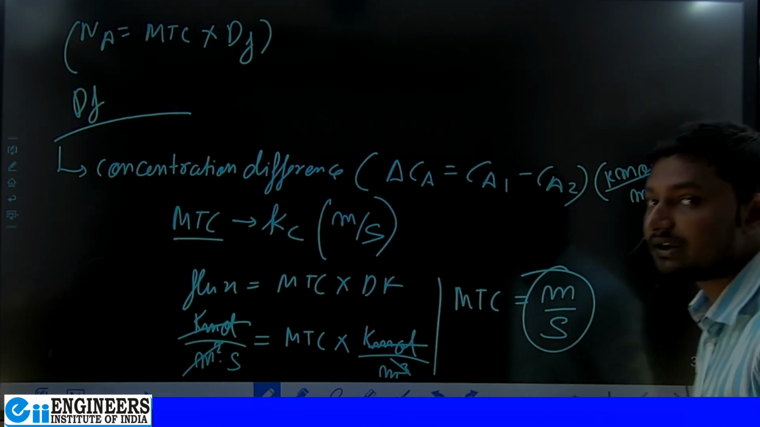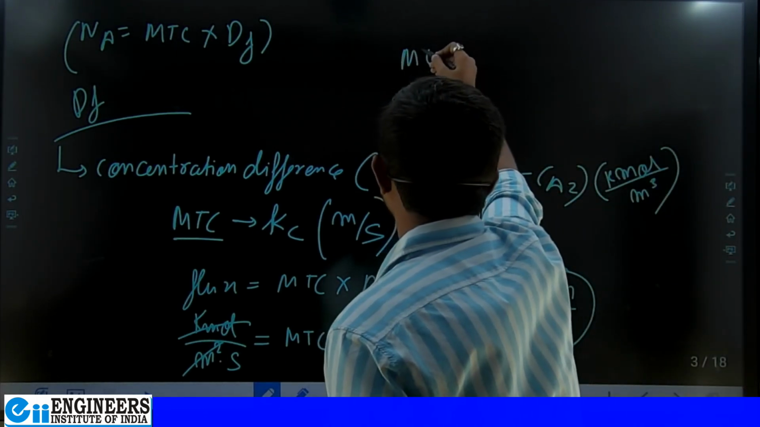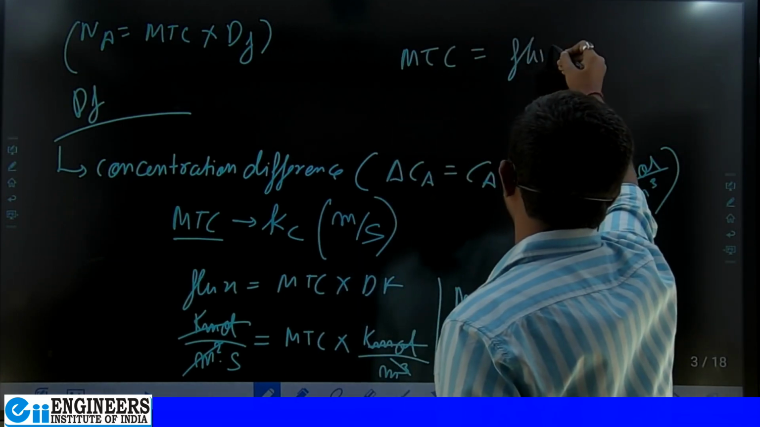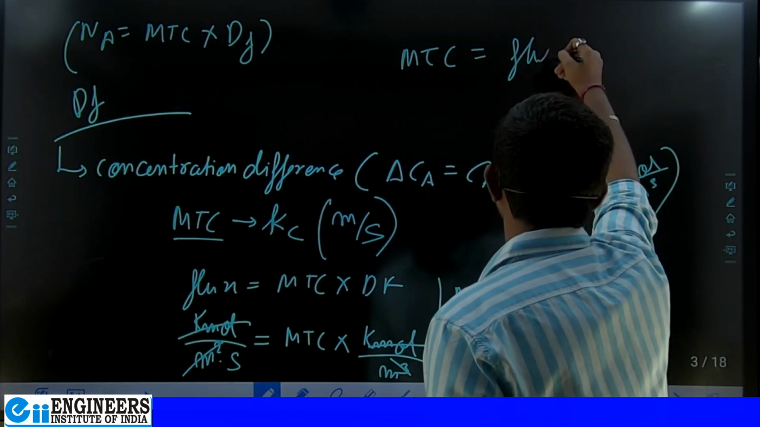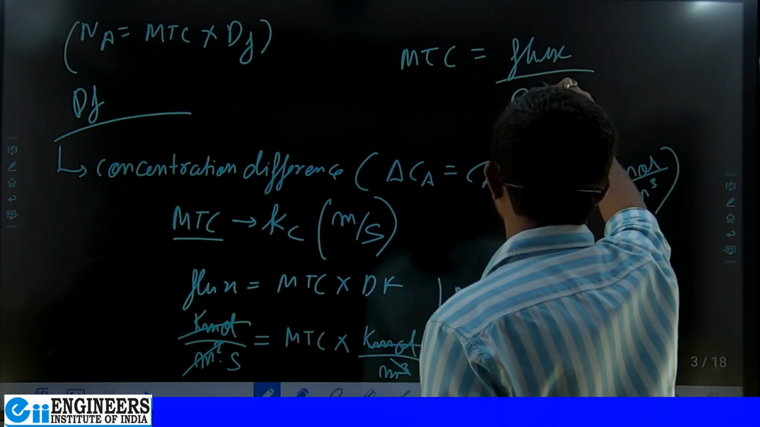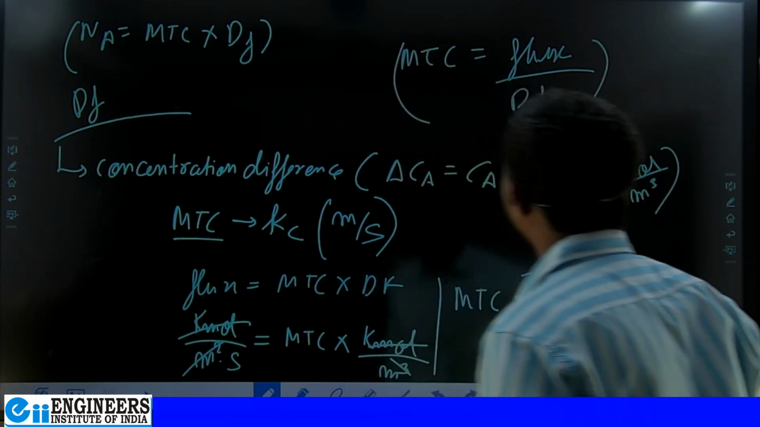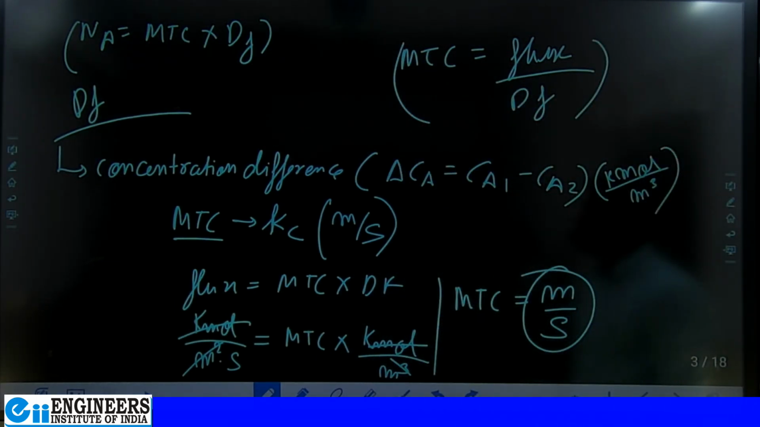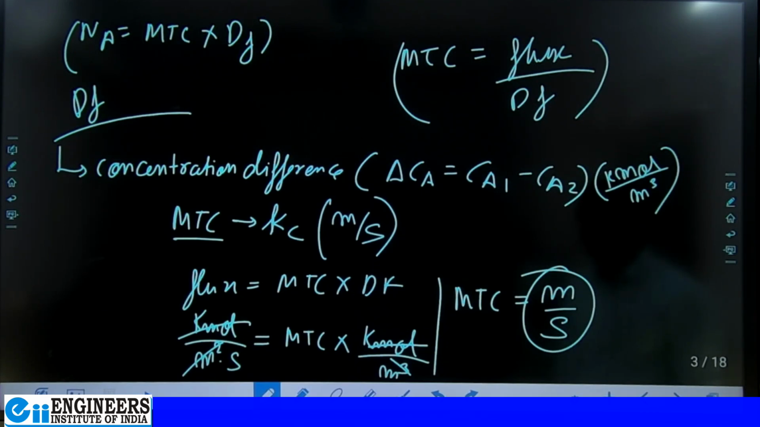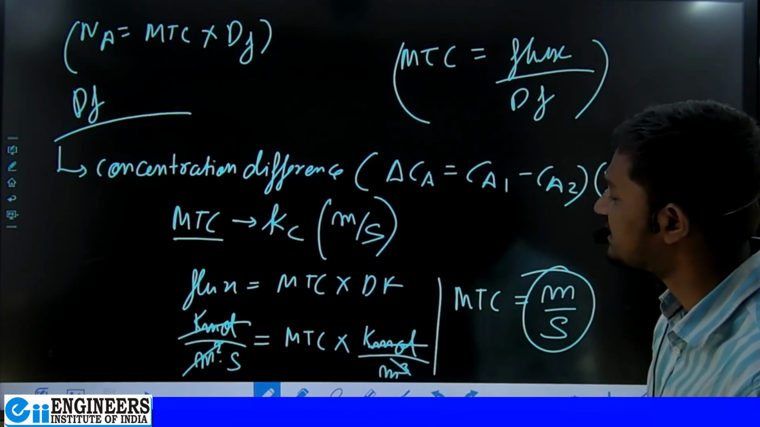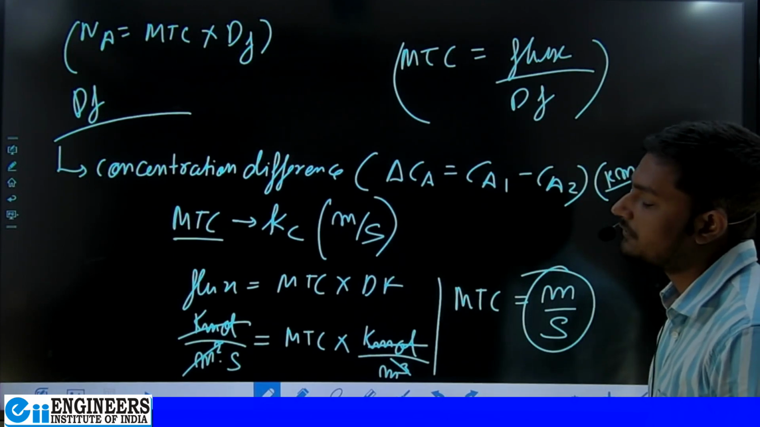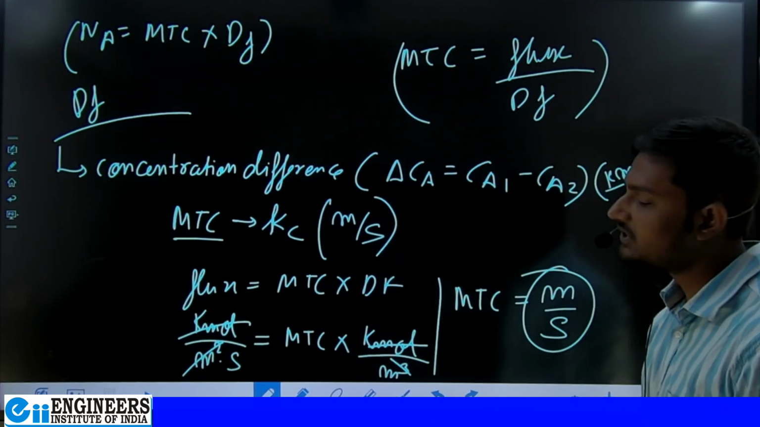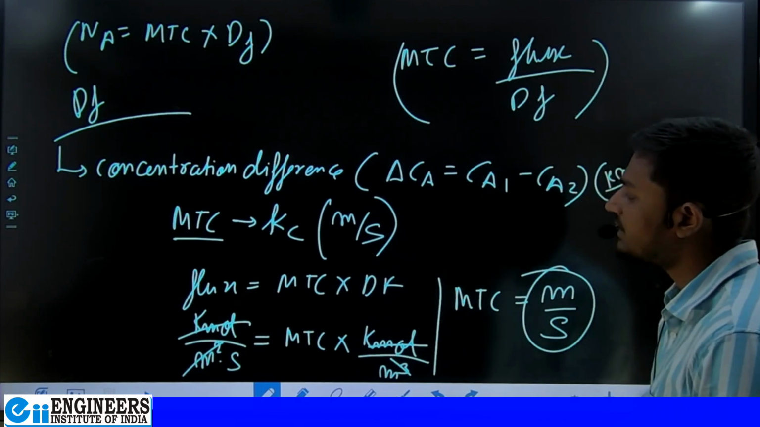Clear? So from here we can say that your mass transfer coefficient is equal to flux divided by your driving force. Clear? And in case your driving force is concentration difference, that is delta Ca, that is Ca1 minus Ca2, the unit of the mass transfer coefficient will be meter per second, and we denote it by Kc.